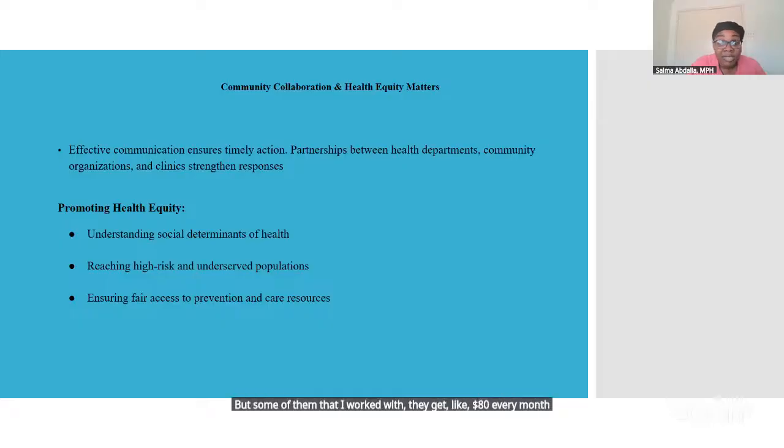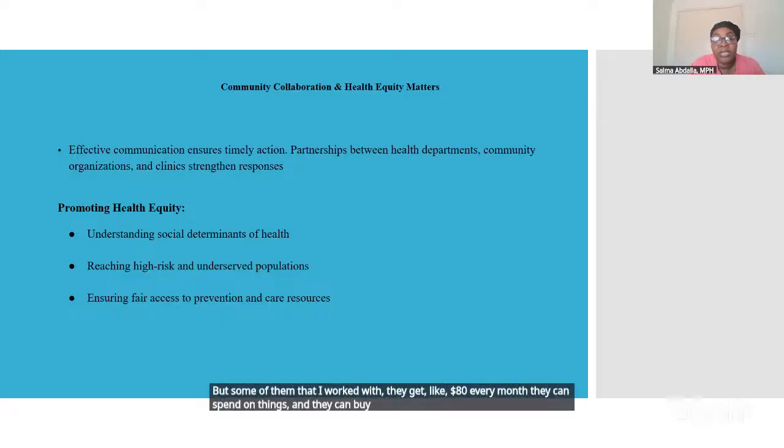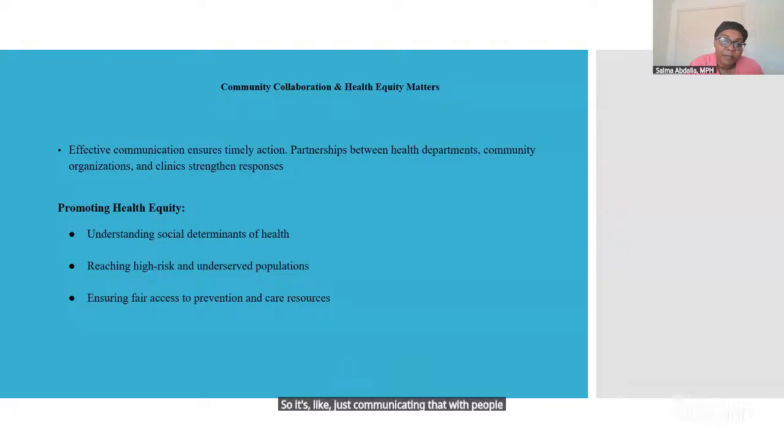They can spend on things, and they can buy diapers and things that they need, and even over-the-counter items. So just communicating that with people is very important.